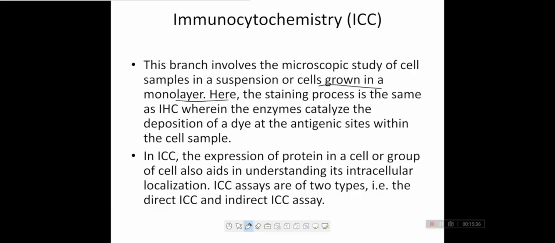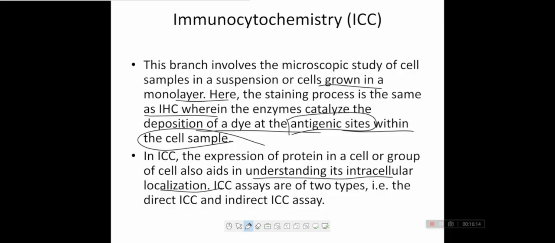Here the staining process is the same as immunohistochemistry, where the enzyme catalyzes the deposition of a dye at the antigenic site within the cell sample. In this, dye is catalyzed at the antigenic site, not at the antibody site. In ICC, the expression of protein in a cell or group of cells also aids in understanding its intracellular localization.